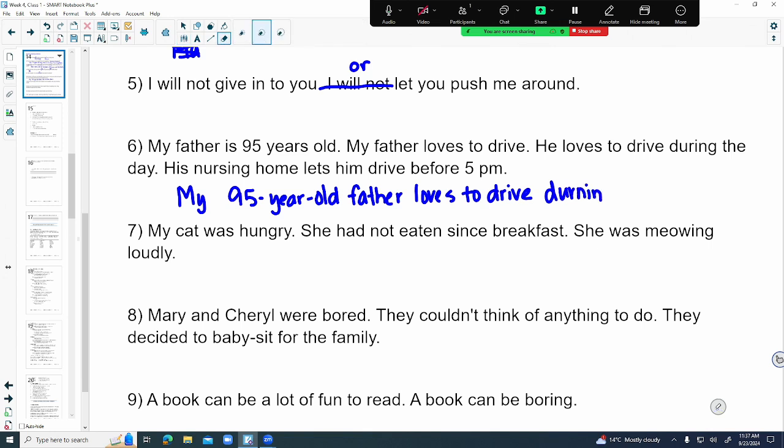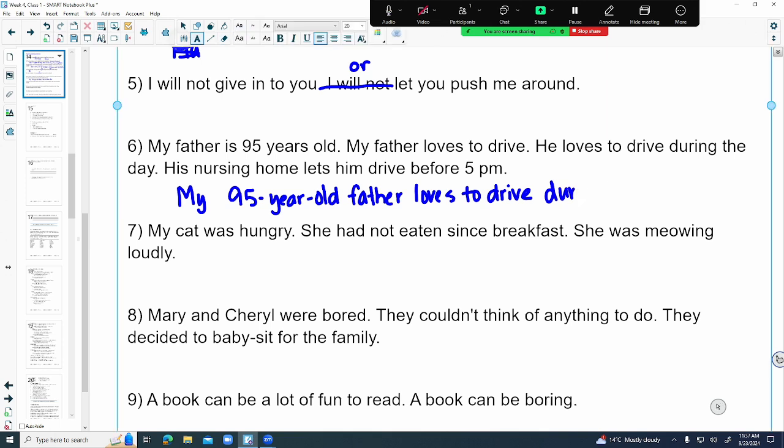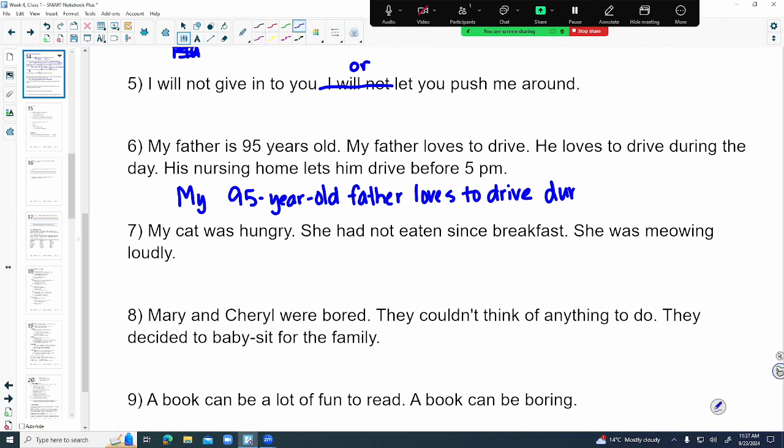It would help if I spelled it right. D-U-R. During the day, so his nursing home lets him drive before 5 p.m. I'm going to use the ellipsis here because I'm leaving out the rest of the words.